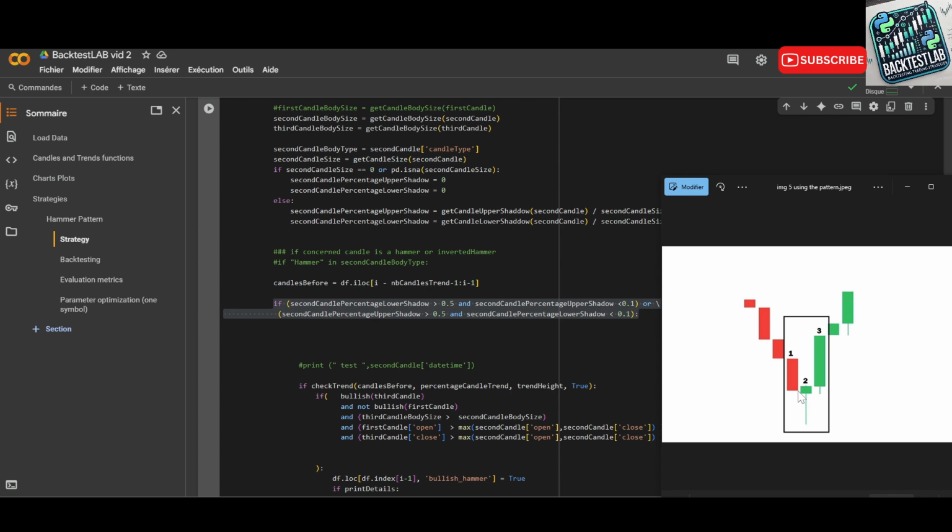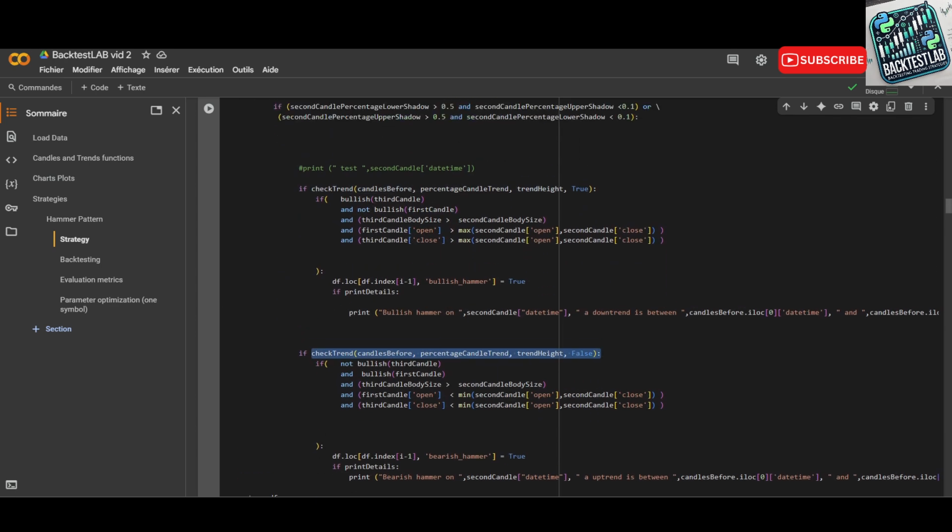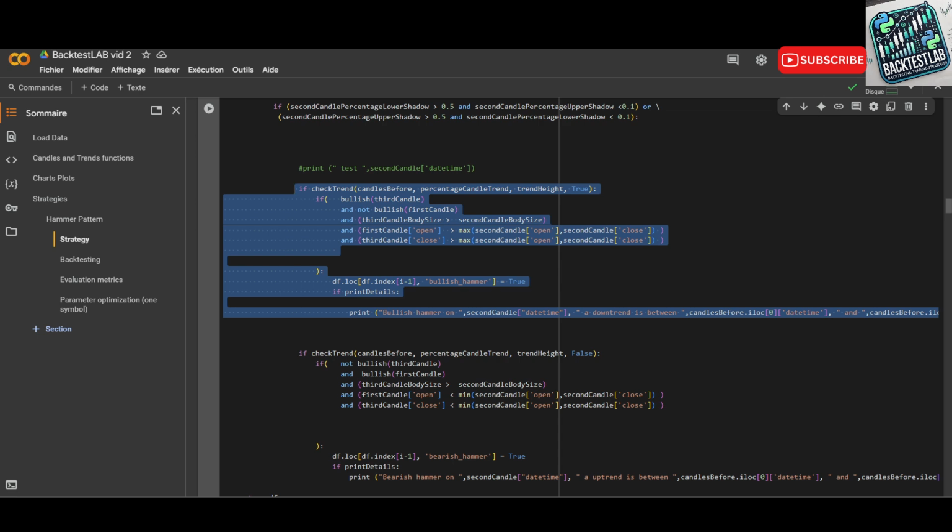Now we need to check the trend before, and we need to check also the third candle and some other constraints within these 3 candles. First we will check the trend. For checking the trend, we will give all the candles before. This is our lines to get, for example, the last 4 candles or the last 5 candles, and we give it also our parameters, how many candles to confirm the trend, etc. It will return true if it is a downtrend, and it can return false if it is an uptrend. So let's consider only downtrend, and the same code goes for the bearish hammer.